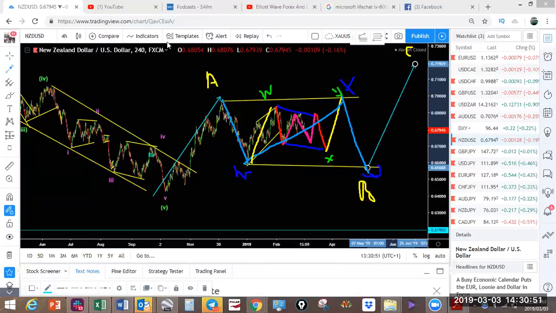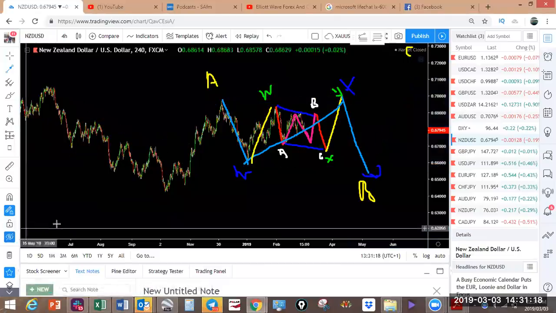And then the red, let's look at the red. The red is an ABC move. Let's label it with white. This is an ABC structure. So it is very critical to understand which one is an A, which one is a W, and that is a whole day we spent showing that in the course. So that is the structure that we're looking at on New Zealand. That is the detail. You can take a snapshot and watch how this develops in the next coming sessions.